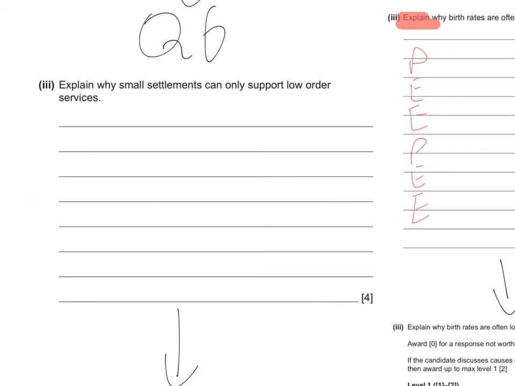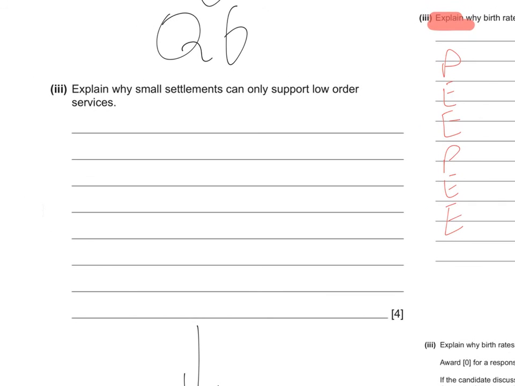Talked earlier on about this idea that sometimes we see explain questions having 4 marks, and this is an example of that. Command words explain. Small settlements can only support low order services. So in terms of our approach, we'll start off with a point, explain, expand. So you'll say something like small settlements can only support low order services because they have a low population. This means the threshold population is not met for higher order services, so they can't exist in this area.